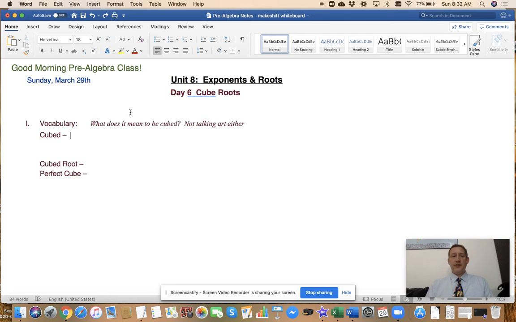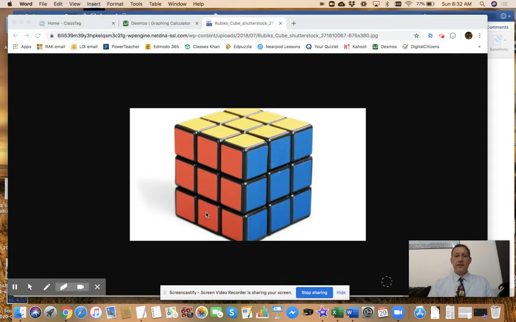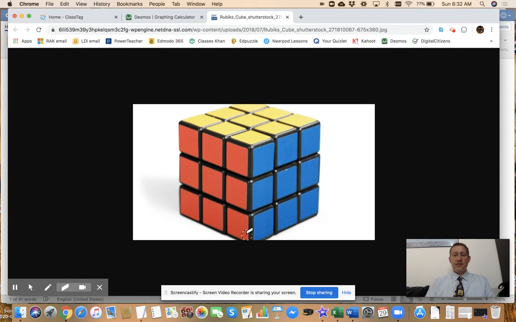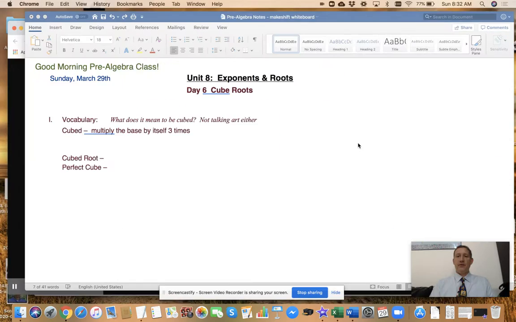In a mathematical sense, to cube a number means that we multiply the base by itself 3 times. So in our illustration over here, the base, or one of the sides, didn't matter which side it is, the base means the length was 3. And so we multiplied it by itself 3 times. 3 times 3 times 3. Should have picked 4. That would have been less confusing.